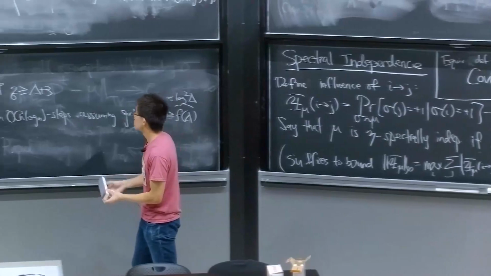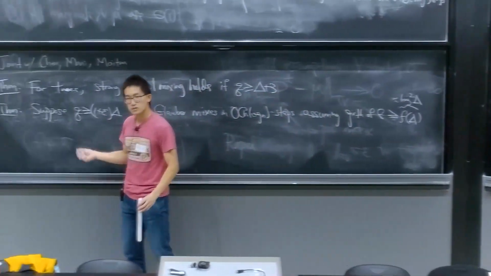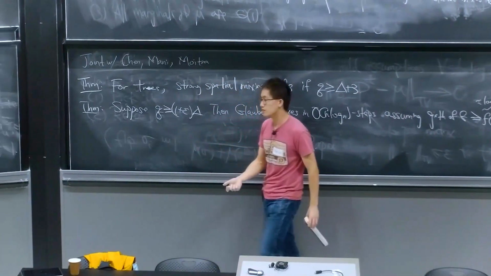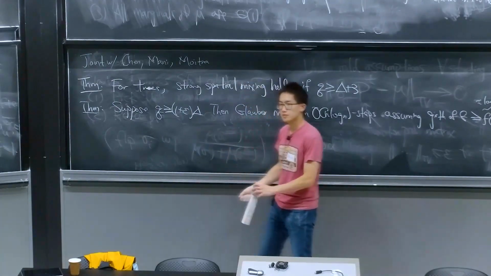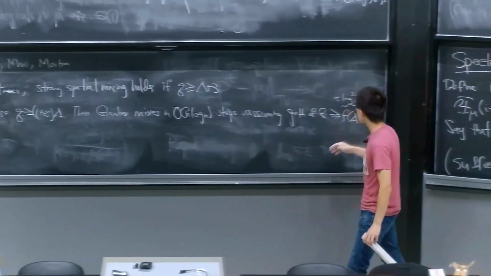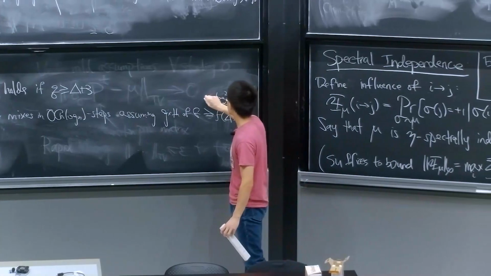So epsilon is just some small constant I give to you. It's like a parameter. So I give you epsilon delta many extra colors. And I guess there will be some dependence on epsilon.